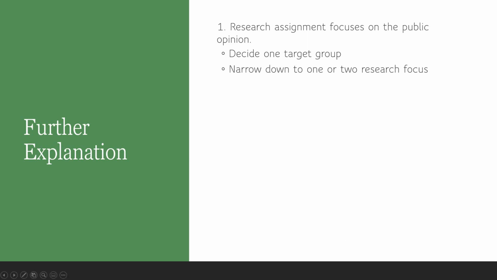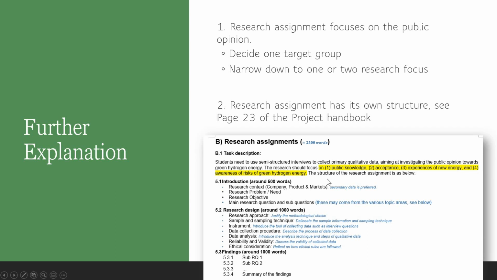And then you need to narrow down your research focus. In the handbook of the Solmade project, we provide you 4 options. You can focus on public knowledge, acceptance, experience of new energy, or their awareness of the risks of green hydrogen energy. You don't need to go through all 4 research focuses because that will overload you. So we suggest you focus on only 1 or 2 research focuses.